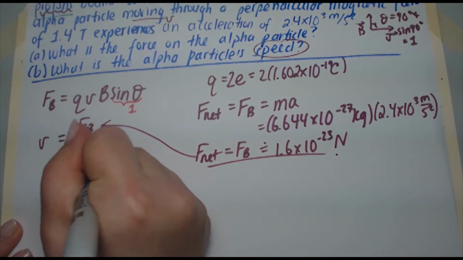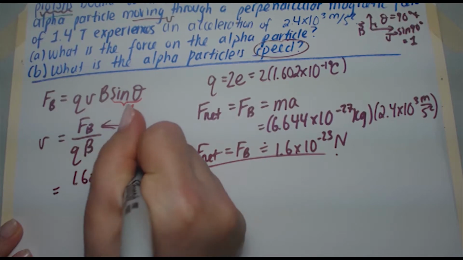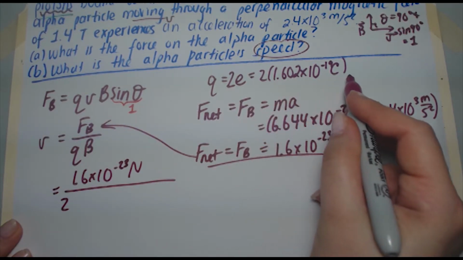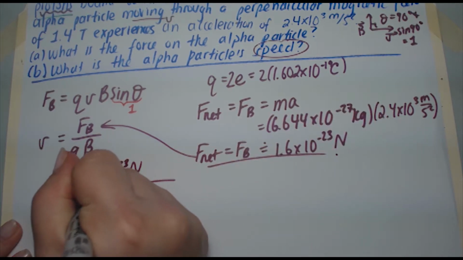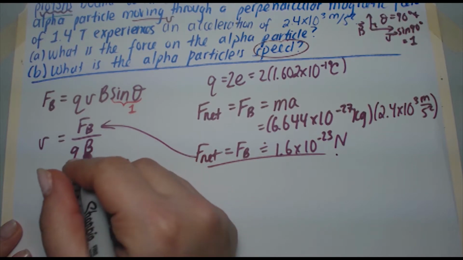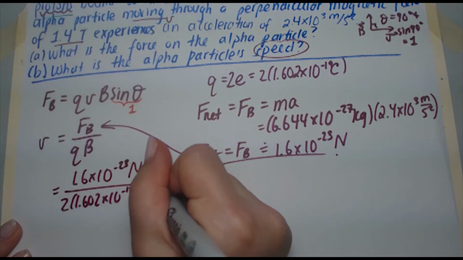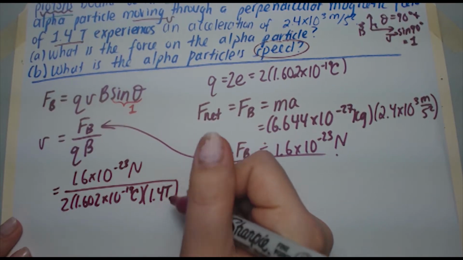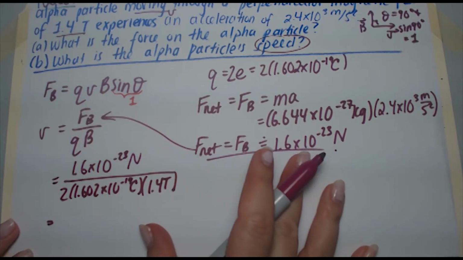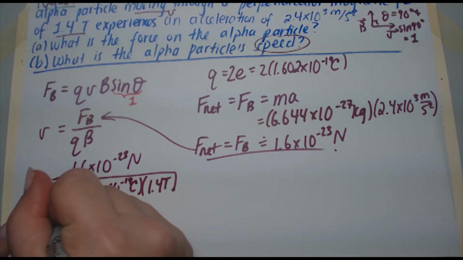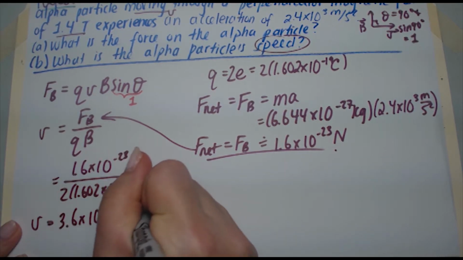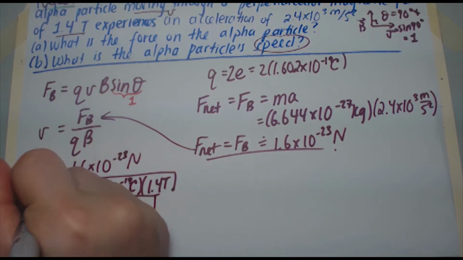So that gets plugged in over here. V is equal to FB over QB, which is 1.6 times 10 to the minus 23 newtons divided by my Q, which is 2 times 1.602 times 10 to the minus 19 coulombs, times B, which is 1.4 Tesla. So there I go. Crunch this in your calculator, and you're going to get a speed for the alpha particle of 3.6 times 10 to the minus 5 meters per second.